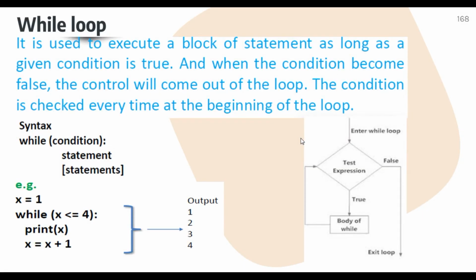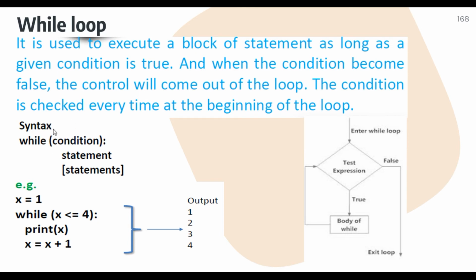Now we are talking about the while loop, student. The while loop does the same repetition task, but it considers the expression according to us. It is used to execute a block of statements as long as the given condition is true, and when the condition becomes false, control comes out of the loop, meaning the loop terminates. The condition is checked every time at the beginning of the loop, so it is also known as an entry control loop.